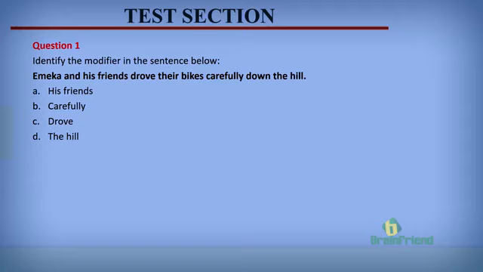The correct answer is carefully. Carefully is the modifier here because it describes how Emeka and his friends drove their bikes. So if you picked B, carefully, you are correct.